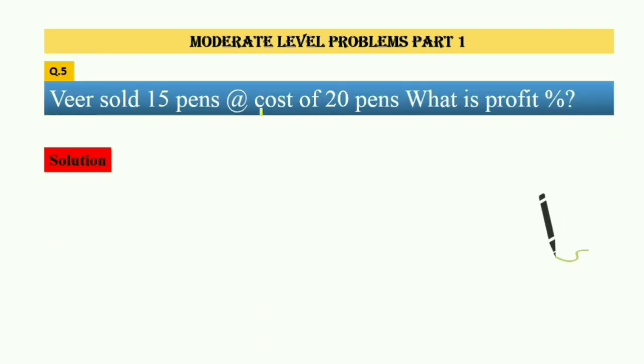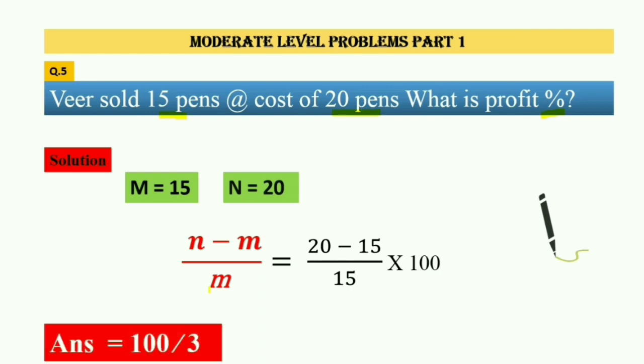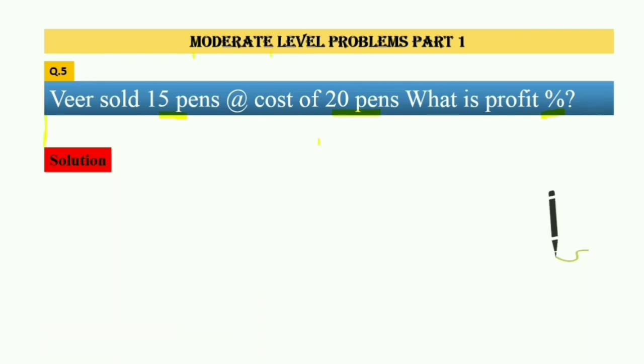Veer sold 15 pens at a cost of 20 pens. He has sold 15 pens at the cost of 20 pens. We have to calculate the percentage profit. Here the value of M is 15. Value of N is 20. If we go to solve this problem by conceptual method, it may take large time. So we will apply the formula, that is N minus M upon M. After putting these values, 20 minus 15 upon 15, we will get the required answer, that is 100 by 3.